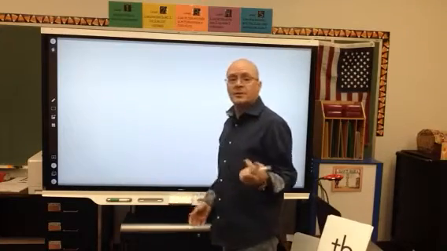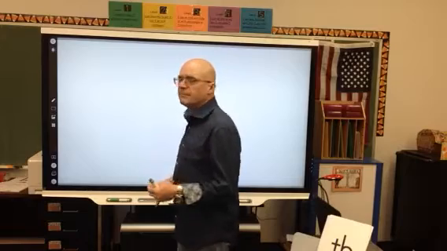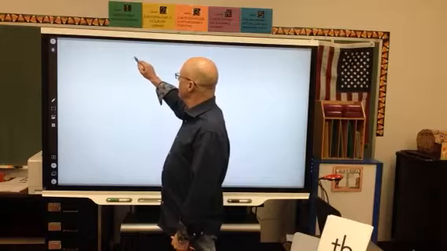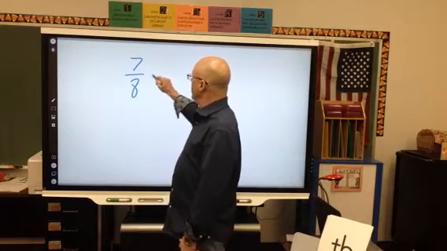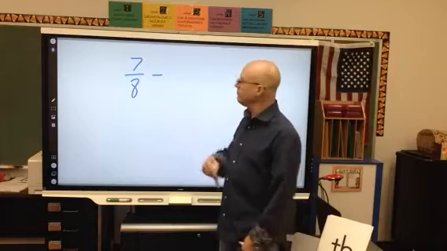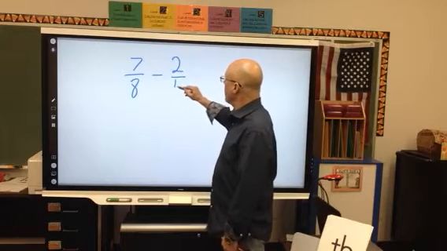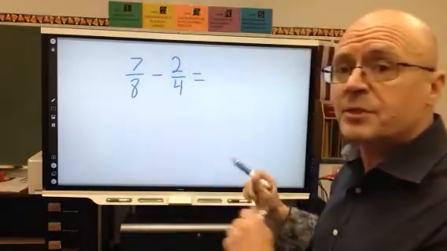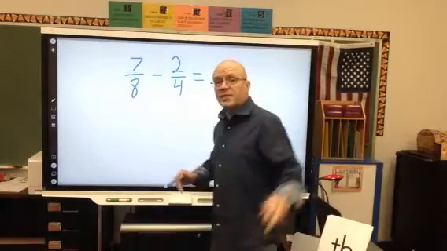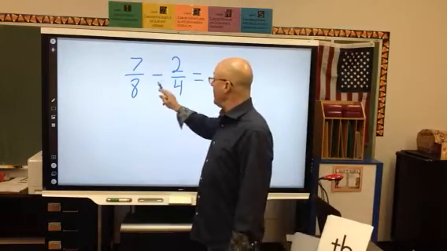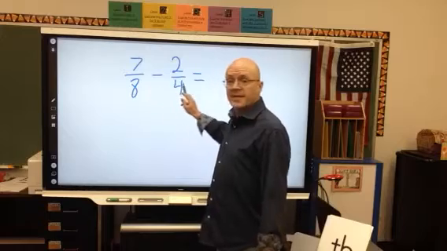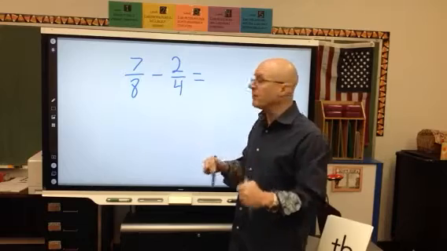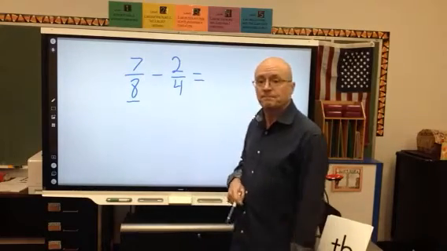So let's try another problem. Let's try a subtraction problem. Let's try 7/8 minus 2/4. Okay? Now I've got to make those denominators the same. First thing I'm going to do is see if this number is a multiple of the small number. Okay? So let's do the multiples of the small number first and see if we hit this one.